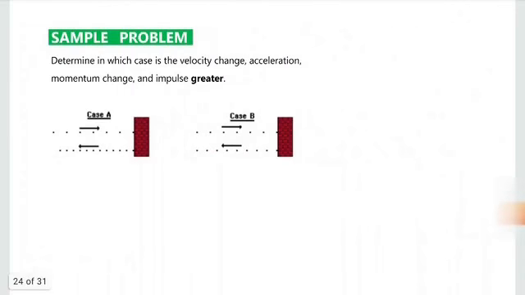Determine in which case the velocity change, acceleration, momentum change, and impulse are greater. This is the diagram. First, the object went to the wall. Then, this is what happened after it bounced.